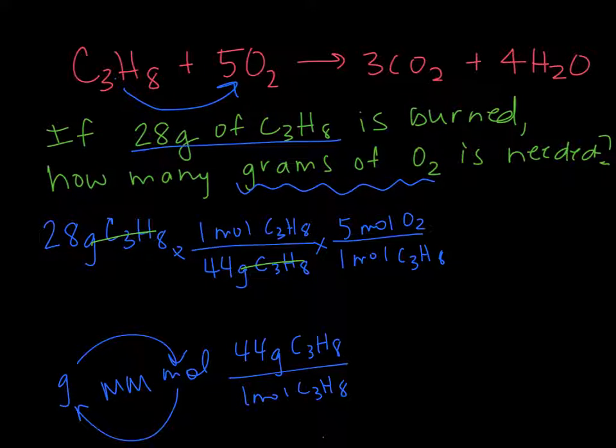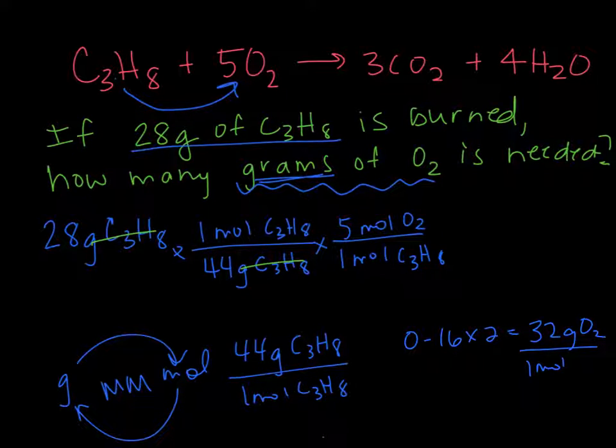Now, all the other problems in this video were only 2 steps. And this one has an extra one because we don't want to stop at moles of O2. We want grams of O2. And the only way to get from moles to grams is to use molar mass. So we've got moles of O2. We want grams of O2. So I'm going to use the molar mass of O2. And oxygen is 16. We've got 2 of them, so that's 32 grams of O2 in 1 mole of O2.